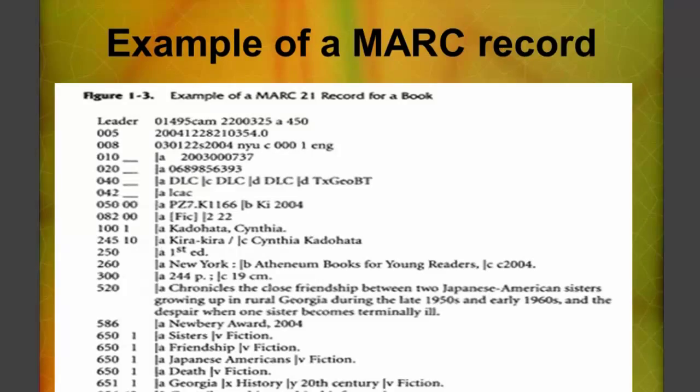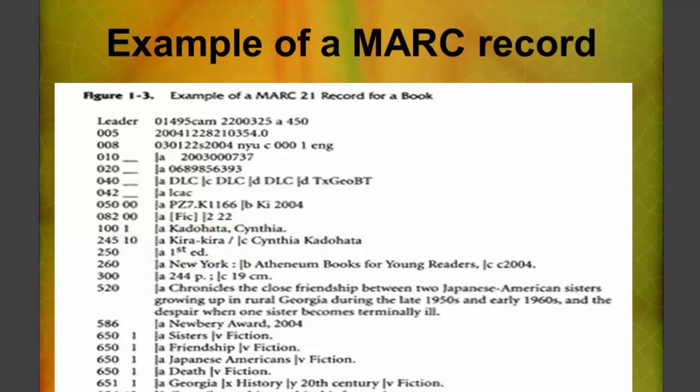As you can see, the numbers in the left-hand column are called tags. The middle column, those are called indicators. The small case letters here on the right are called subfields. The information in each area is called field information. As you look at this MARC record, you can even recognize items. Can you pick out the title? If you picked out the title Kira Kira here in the 245 tag, you're absolutely correct. That's our title for this item.